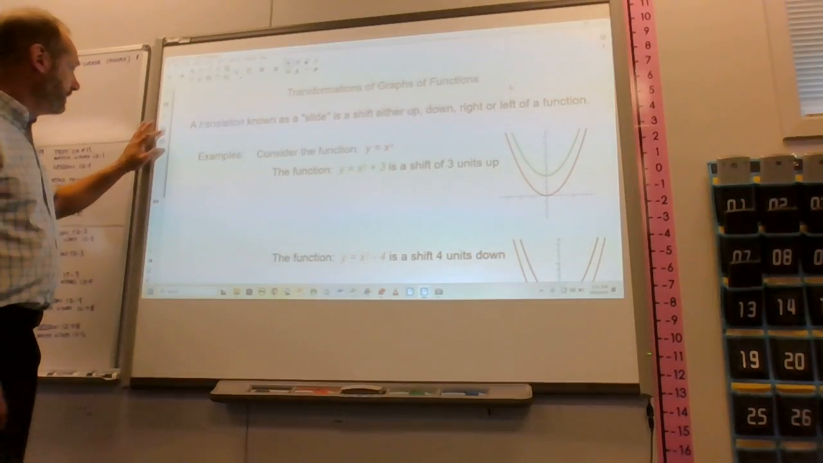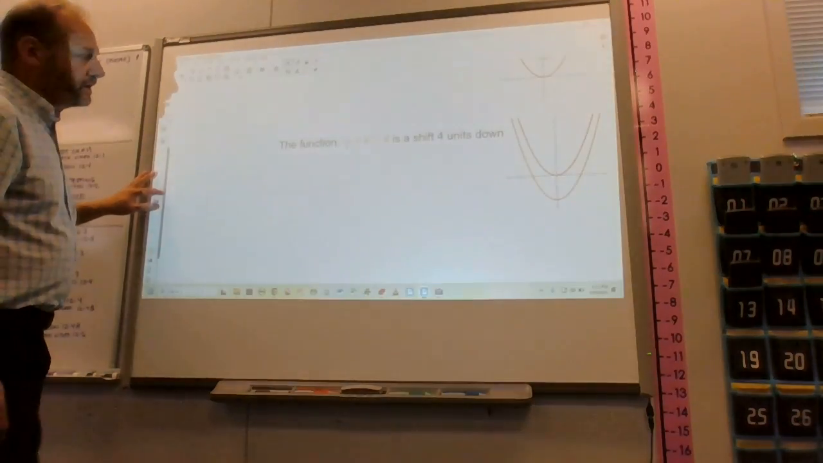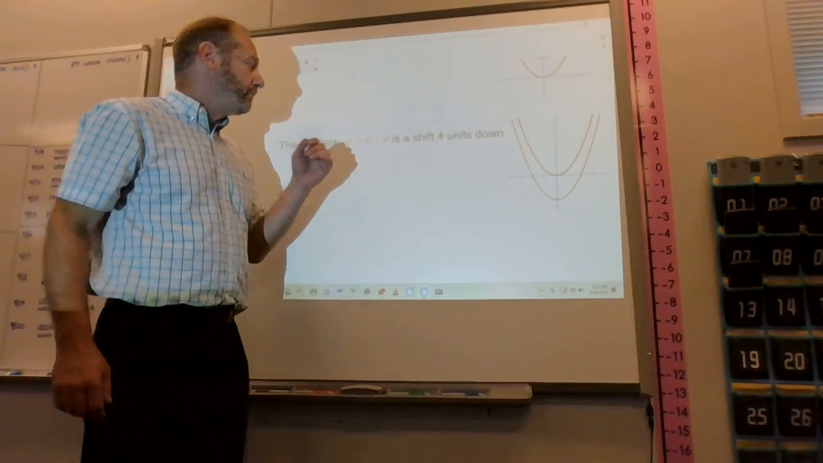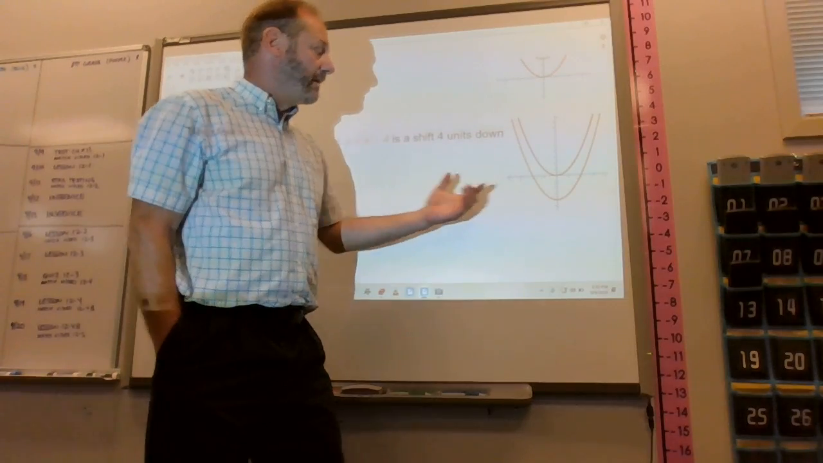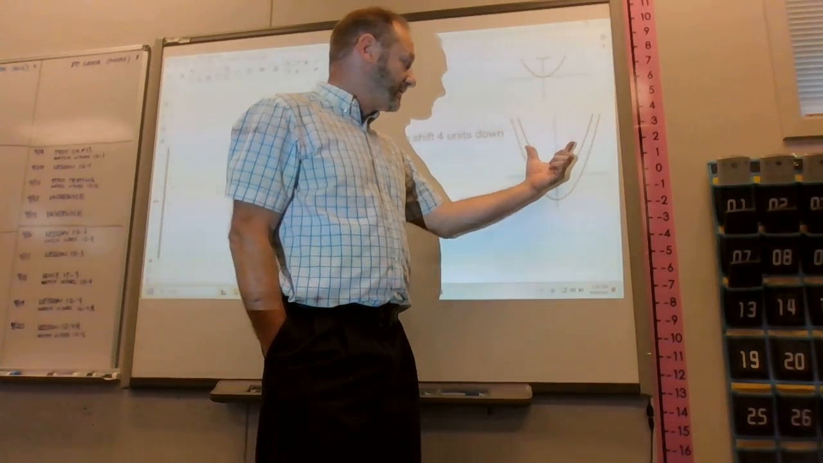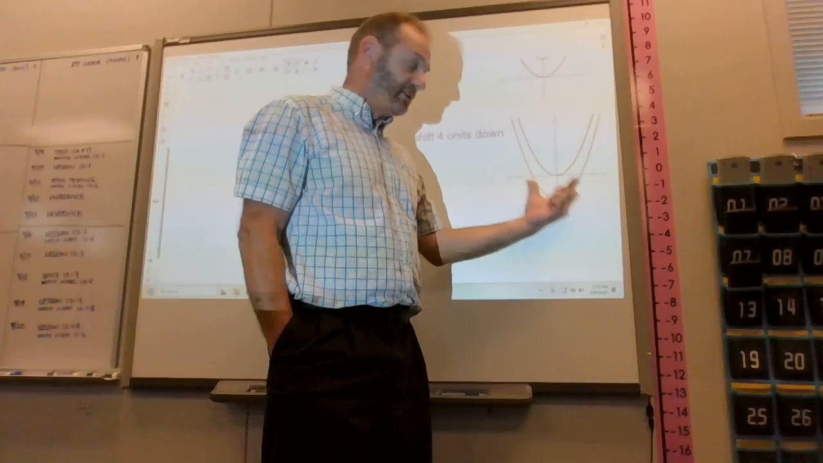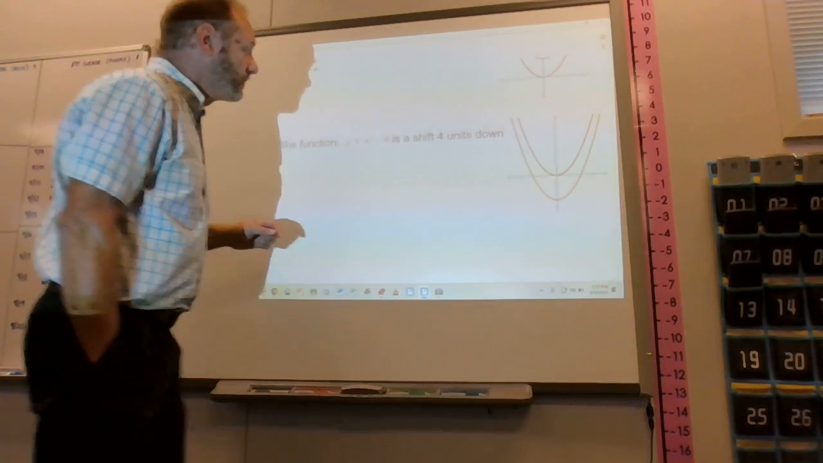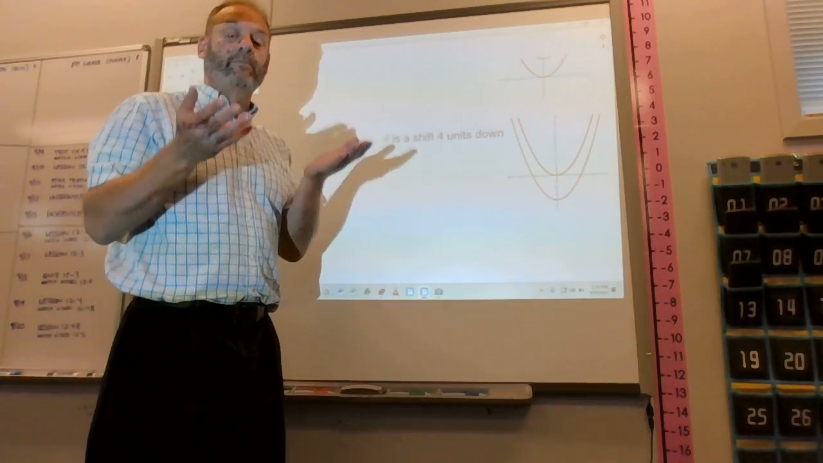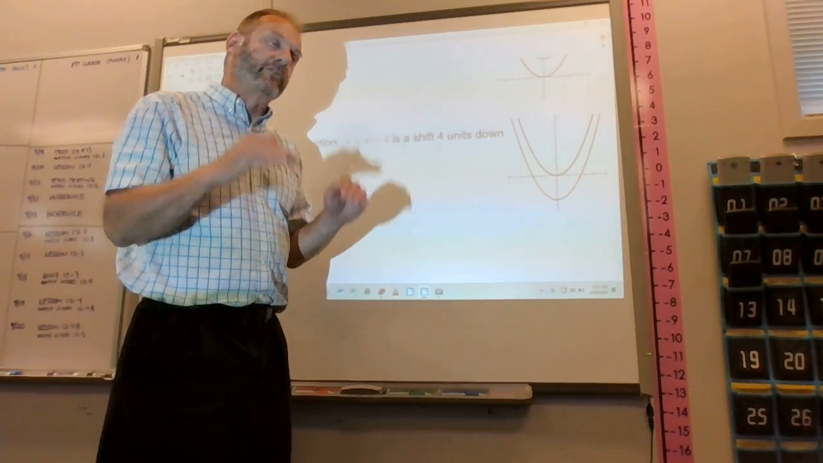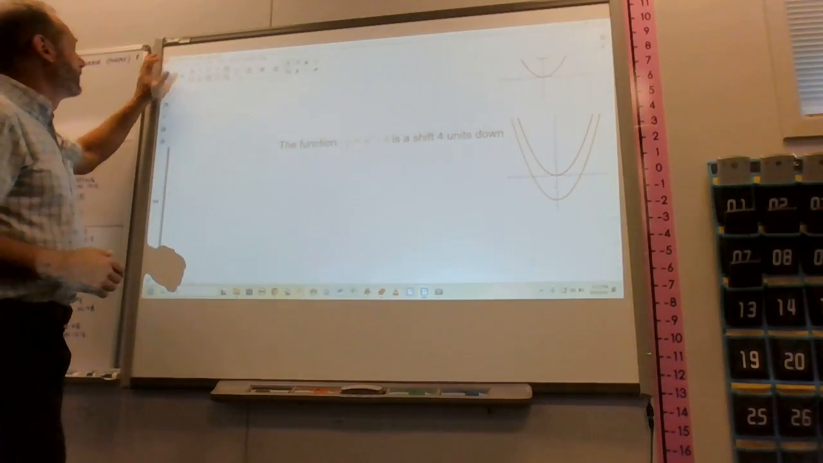Okay? Now, in this one, we have y equals x squared minus 4. That's a shift 4 units down. It takes this function and subtracts 4 from all the answers, so it just shifts it down 4. Okay, so if I add something onto the end of a function, it's going to move it up. If I subtract something from it, it's going to move it down. Very simple. Okay.